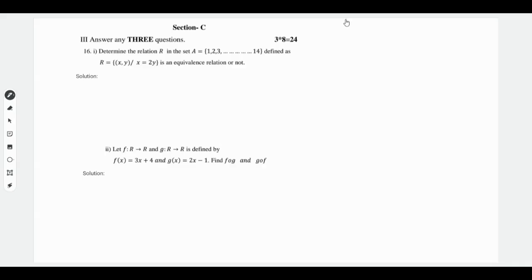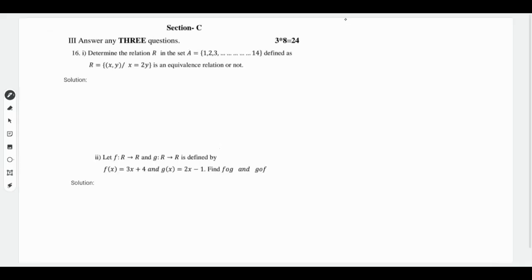The next question is section C. It carries 8 marks and we have to answer any 3. So here the first question is divided into sub questions. The first question is, determine whether the relation R on A = {1, 2, 3, ..., 14} defined by (x, y) where x = 2y is an equivalence relation. What is an equivalence relation? If a relation is reflexive, symmetric and transitive, then it is called an equivalence relation.